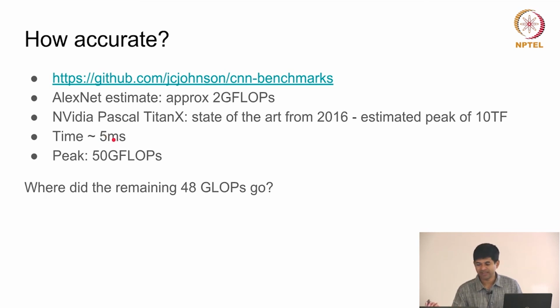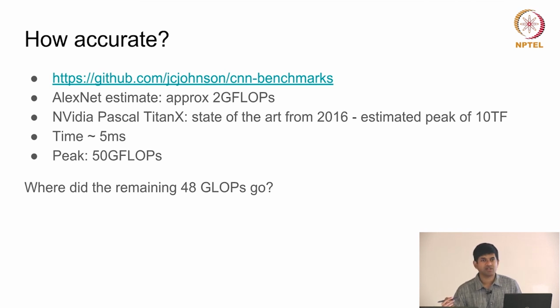So let's do the math. 10 teraflops peak times 5 milliseconds is 50 gigaflops, 50 billion floating point operations. Where did the remaining 48 go? Because what we are saying is one image on AlexNet should have taken us 2 gigaflops. The processor is capable of handling 10 teraflops. It took 5 milliseconds. Within 5 milliseconds, the peak performance could have been 50 billion floating point operations. But we only recognized one image, which is 2 billion floating point operations. What happened to the rest?